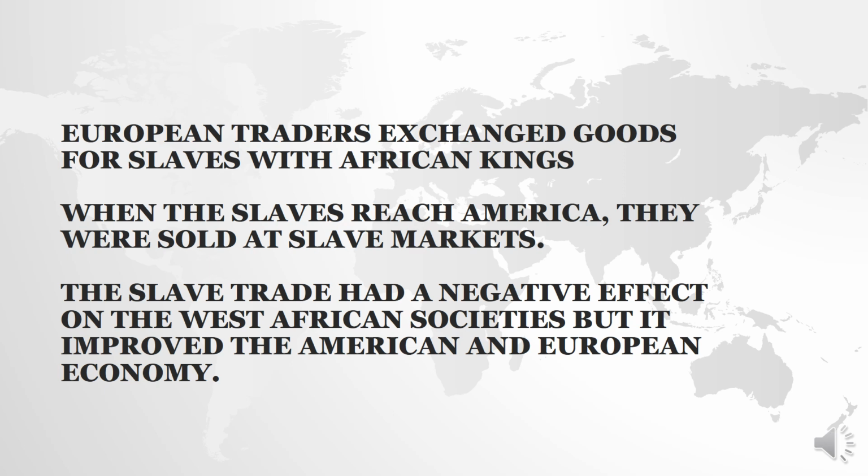Now, the reason that the Europeans would trade with the Africans is because in Europe, the farmland was not good enough for them to have all these plantations. The environment was not conducive to all this farming. So they used the American soil to do their hard labor. The Europeans actually headed up all of this. The slave trade had a negative effect on the West African societies, but it improved the American and European economy.